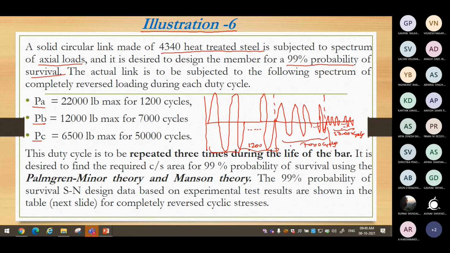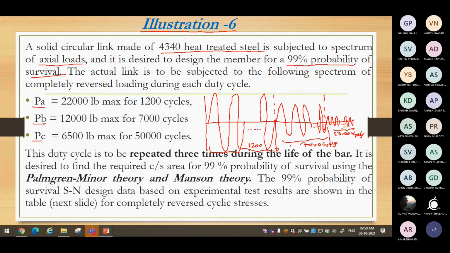Here it is asked to determine only the cross sectional area to survive for 99% of the time. And both the theories have been asked here. Use Palmgren-Miner theory as well as the Manson theory. Both have been asked just for comparison purposes. So Palmgren-Miner theory, you know now, that part I will leave it to you. You can work it out. Manson theory we will discuss. Okay. The entire problem we may not complete today. That's okay, not a problem. Next class we will continue on that. Okay.